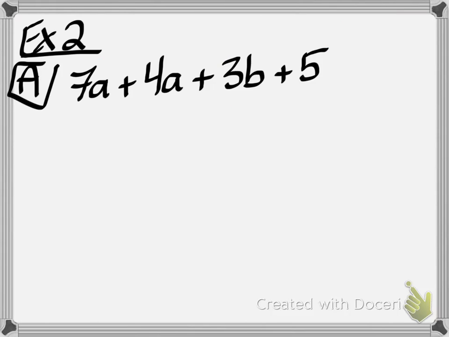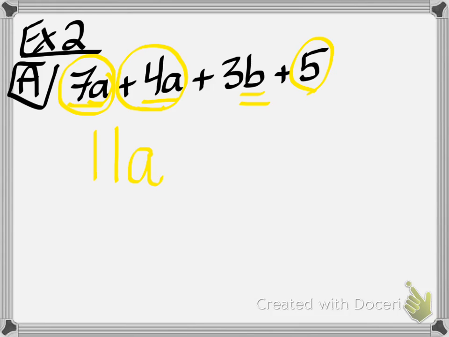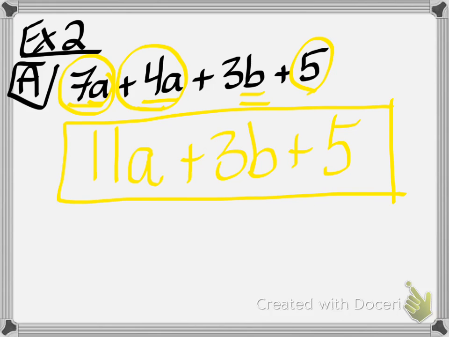Here's example 2. 7a plus 4a plus 3b plus 5. Let's find our like terms. This time they're written next to each other, so that makes it easier. 3b and a constant. So the only like terms I have are the 7a and the 4a. So 7a plus 4a gives me 11a. And then I just rewrite the rest because there's nothing I can combine. So I'm left with 11a plus 3b plus 5 as my answer.